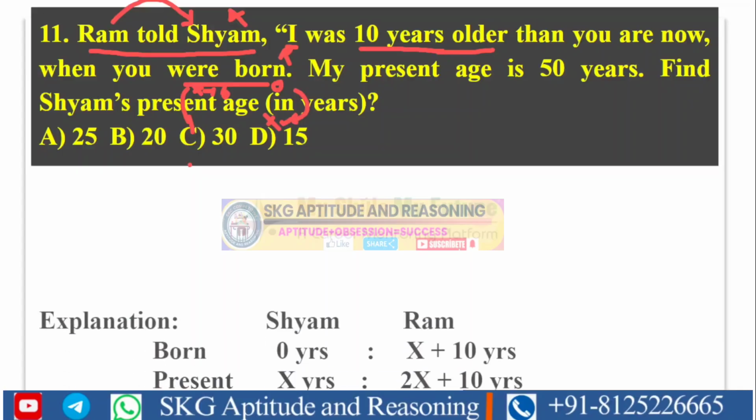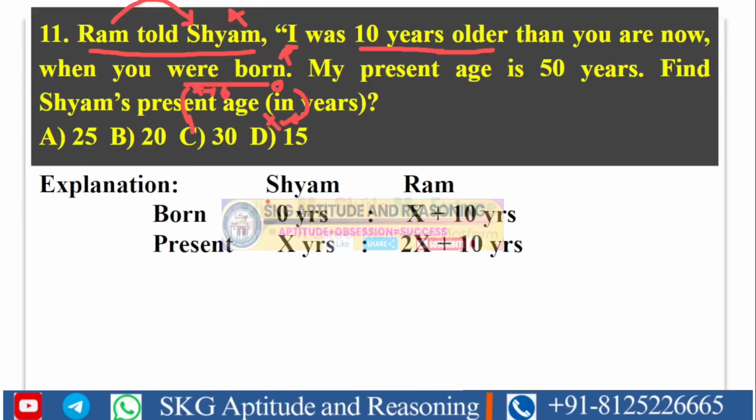So let us try to understand in a clear manner. When Shyam was born, Ram's age was 10 years older than the present age of Shyam. If we take the present age of Shyam as X years, Ram will be X plus 10 years. And from that we can find the present age of Ram as well. Why? Because if one person's age increases by X years, the other person's age also increases by X years. So the present age of Ram will be 2x plus 10.